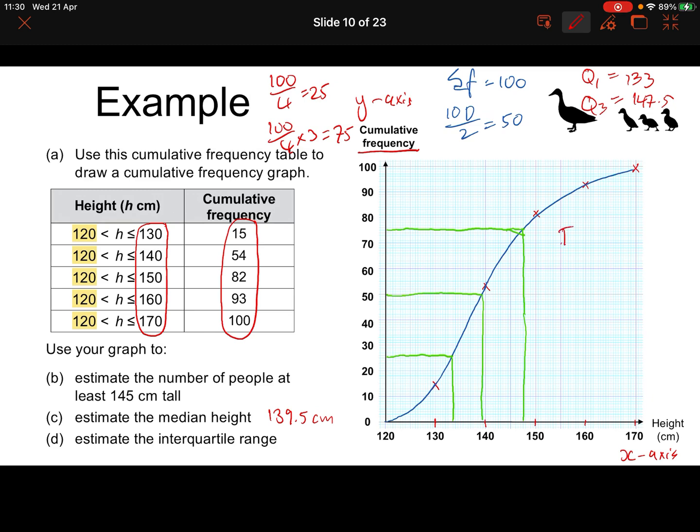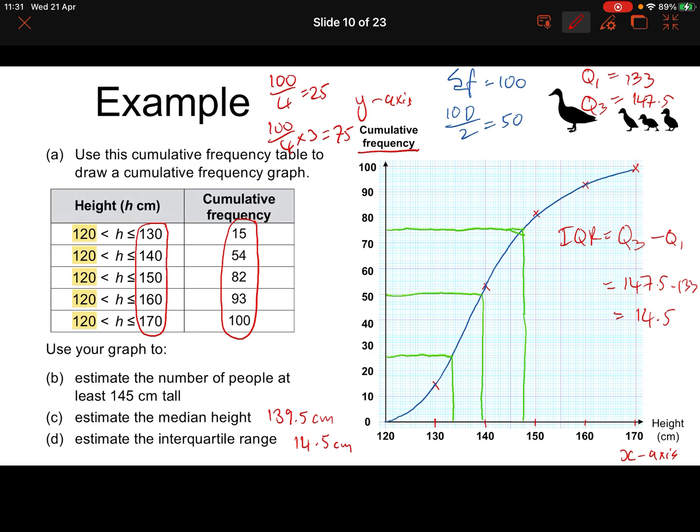So the interquartile range is equal to Q3 minus Q1, which is 147.5 minus 133, which is 14.5. So interquartile range, 14.5 centimetres. That is a measure of the spread of the data. The middle 50% of the data is only split apart by 14.5 centimetres. This data is quite packed together, you might say. I hope that makes sense.